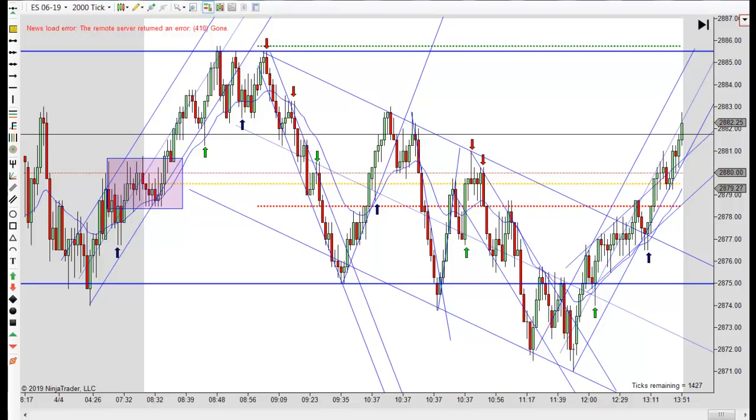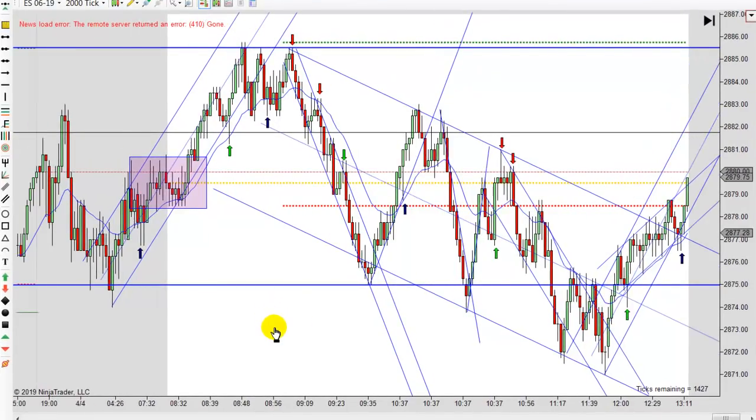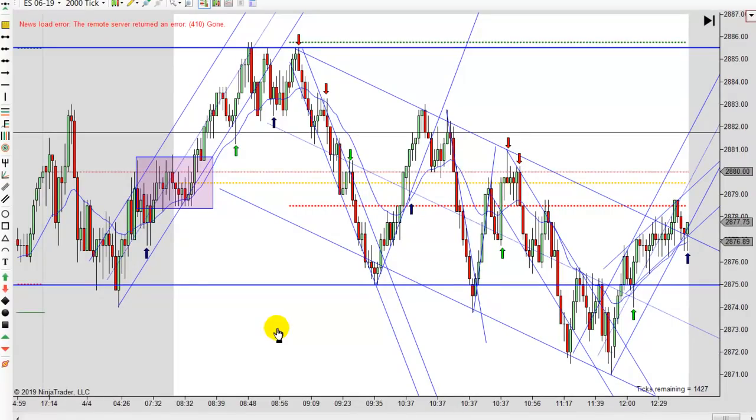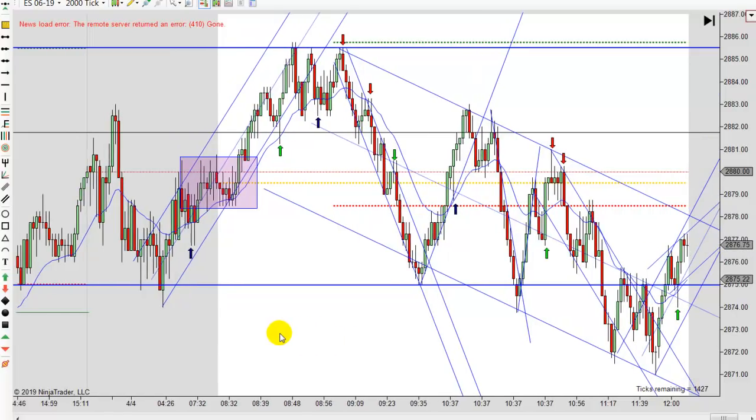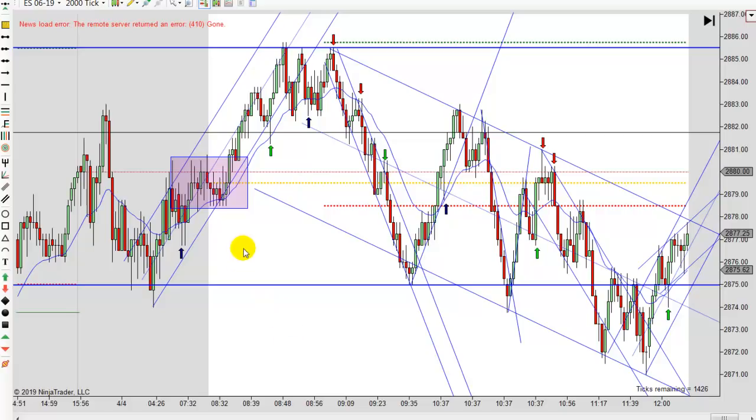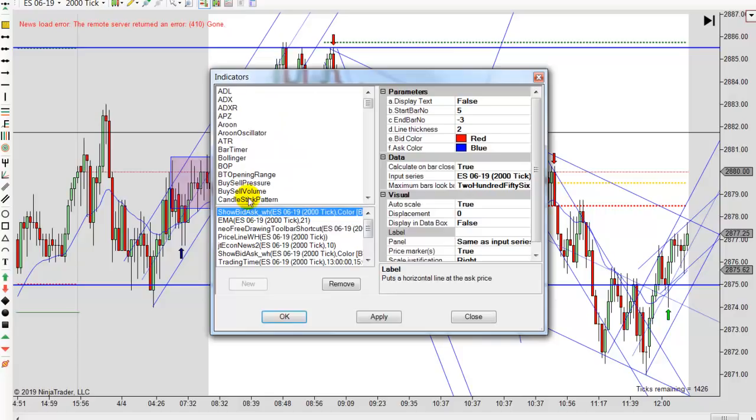A couple of housekeeping things real quick. I did upload the open range indicator. All the instructions are on the download page. You have to be a member of our premium section to download that, but it's there if you want to download it. A couple of things about it. You also have to put in the prior day open, high, low, close.